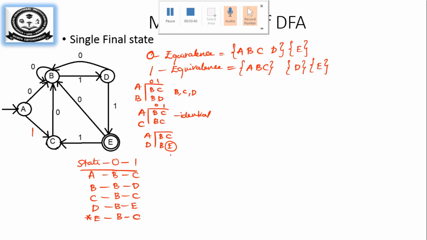Now step 3 is to find the second equivalence. We will start with the first equivalence table. Now we will check whether these three states can exist together for the second equivalence or not. We will first check A and B, which again gives BC and BD. Here you can see A, B, C are in one set, but D is in a separate set. So A and B cannot be in the same set.